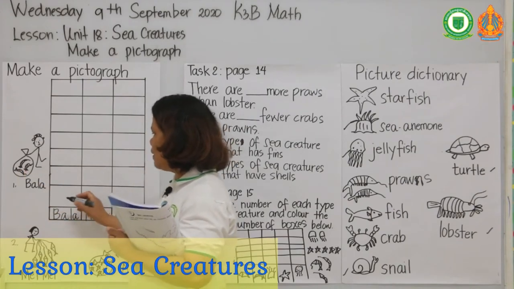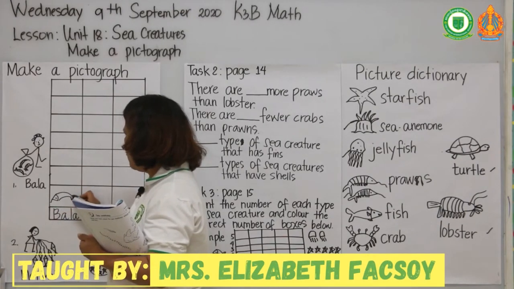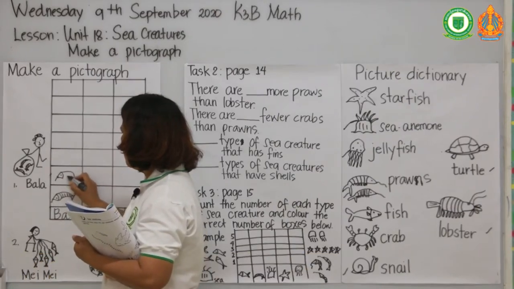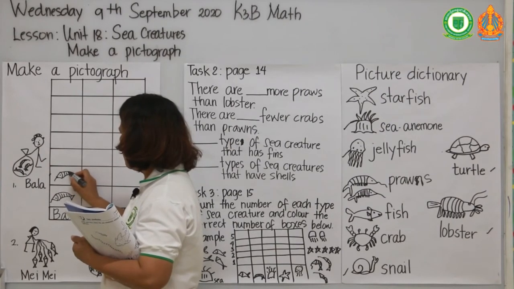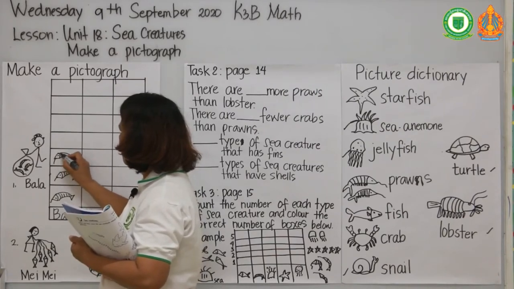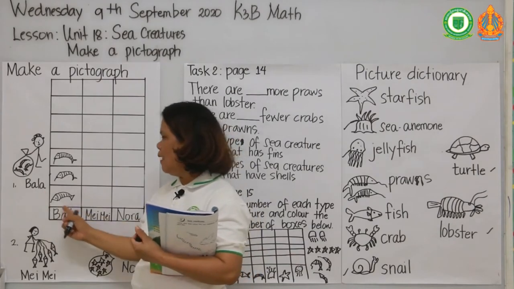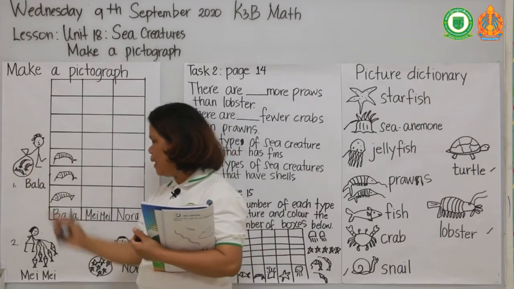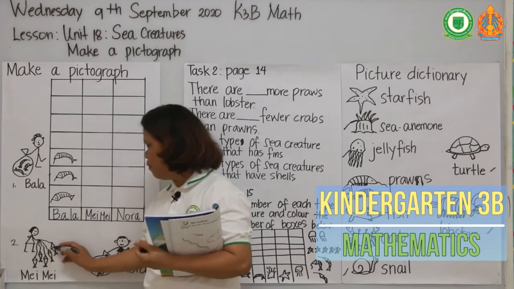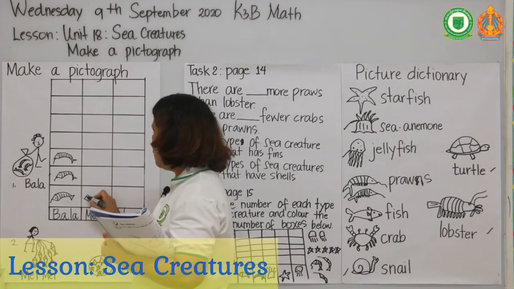One, two, three. You're going to draw prawns because we don't have the cutouts. You're going to draw like this. One. Two. So three prawns caught by Bala. About Mai Mai, how many fishes did he catch? One, two, three, four, five. So Mai Mai has five fishes. So you're going to draw five fishes.